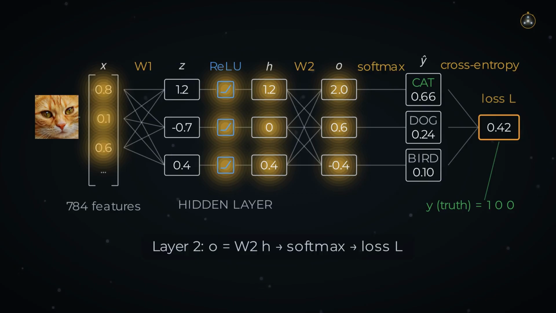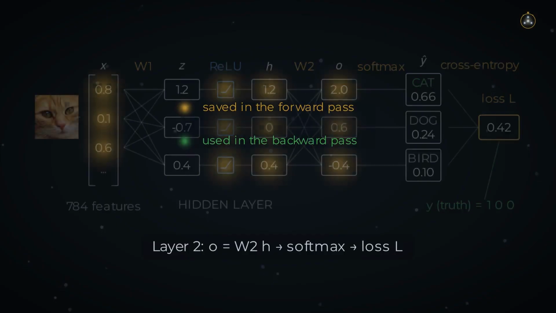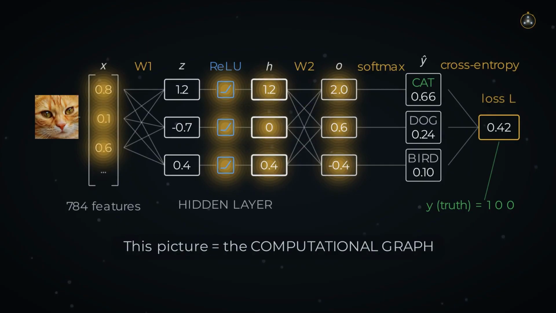That left-to-right run is the forward pass, and every value it touched is now saved in gold. Each box is a value. Each arrow is one simple operation. Together, they form the computational graph. And backpropagation is a walk across this graph, right to left.